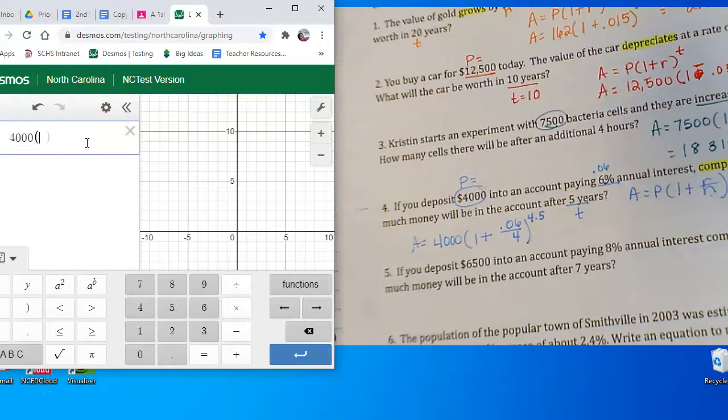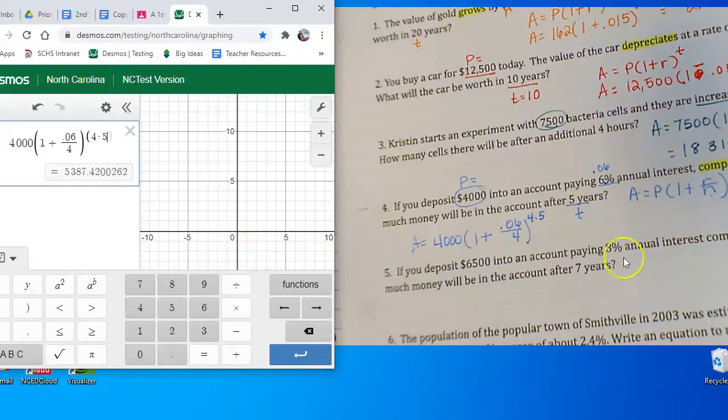So we've got 4,000, 1 plus 0.06 divided by 4. Make sure you're outside the parentheses. And when you raise it, if you just put 4 times 5, look what it does. It puts that times 5 down at the bottom. So if you put anything other than just one number, it won't do it correctly. But if you put a parentheses and then 4 times 5, not divided, it will keep it up there as long as that parentheses is up there.